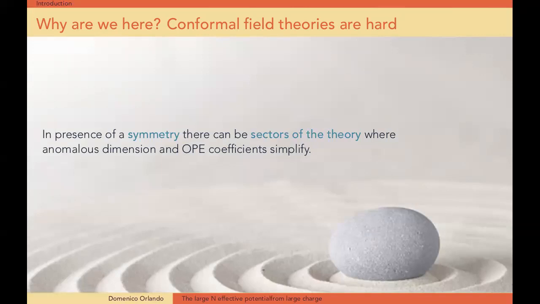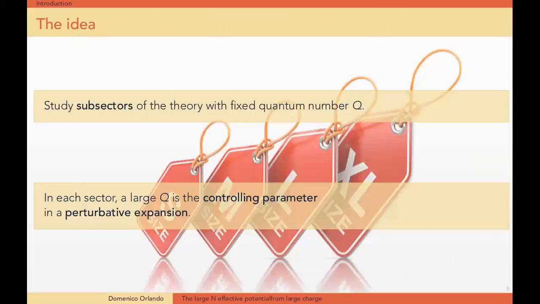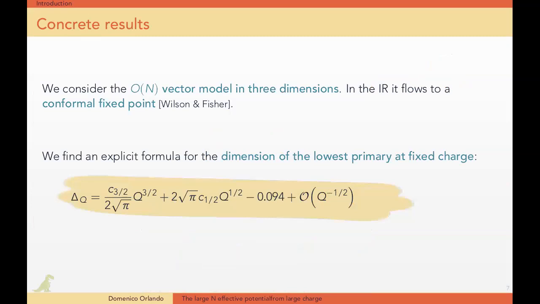Okay, so if there is really one message that I'd like you to bring home today, it is the fact that what you can do, at least generically, is study subsectors of the theory for fixed values of the charge, and if you're lucky enough, in each of these subsectors, Q will become the controlling parameter of some sort of perturbative expansion. Okay, so those are cute words, but concretely, what can we do?